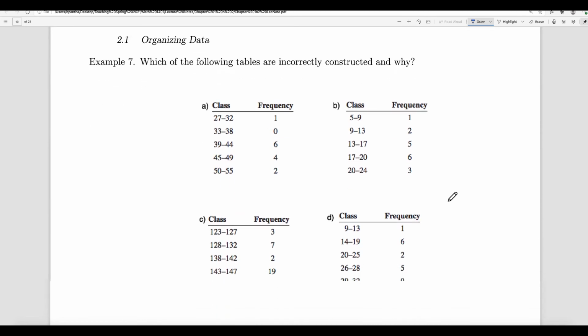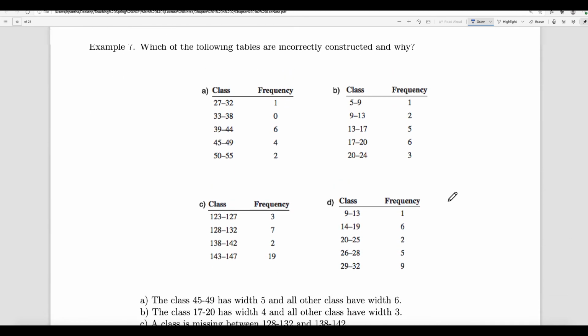All right. So example number 7 is, which of the following tables is incorrectly constructed? We are assuming that the class limit is given here. So these are the class limits, because there are gaps, right? So we assume that they are class limits. Class boundaries do not have gaps. So what types of table are incorrectly constructed? That we need to know first.